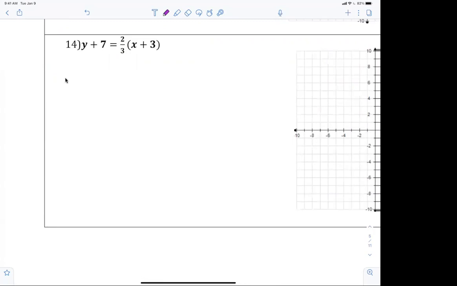All right, Eddie. What are you thinking? What point and what's the slope? So it's gonna be -3 and then -7. You are amazing. And then m equals 2/3. Yep, perfect. All right, so now what?